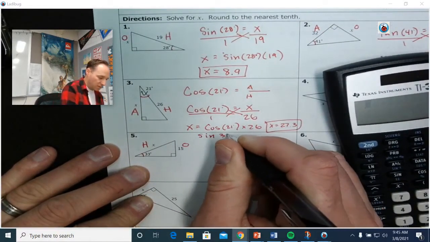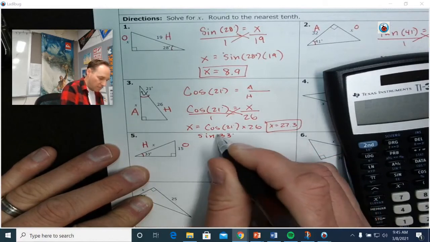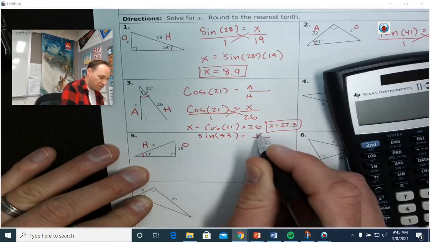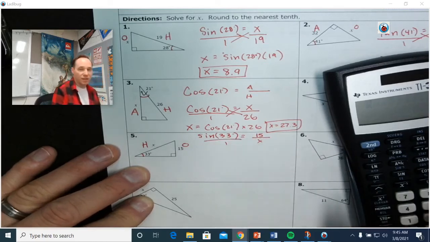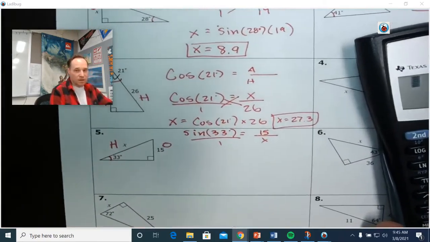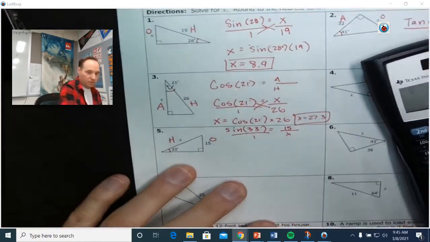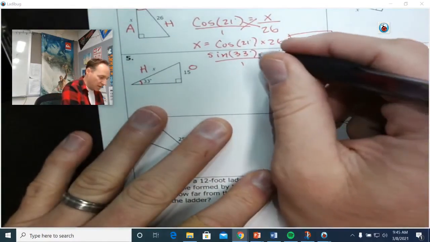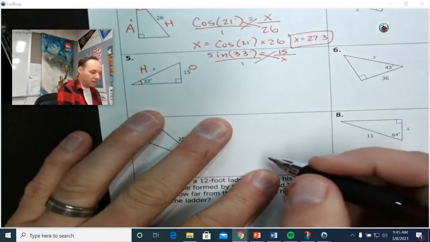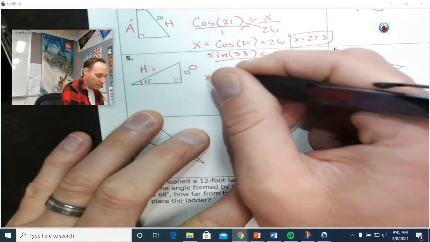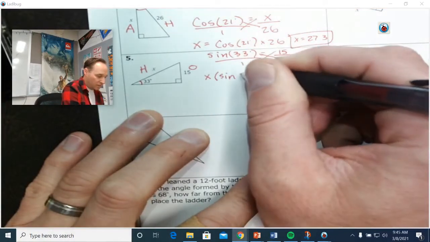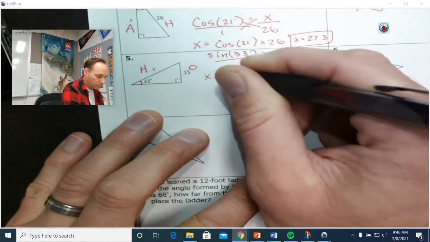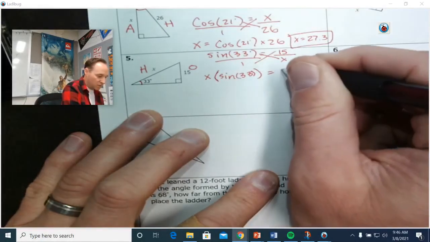So the sine of 33 degrees will equal the opposite over the hypotenuse, 15 over x. Now I know what some of you are thinking. I see what you mean, Mr. Hayden. Now when we cross multiply on this, we get x times the sine of 33 equals 15 times 1. So I'm just going to write that. X times the sine of 33 degrees equals 15 times 1, or 15.